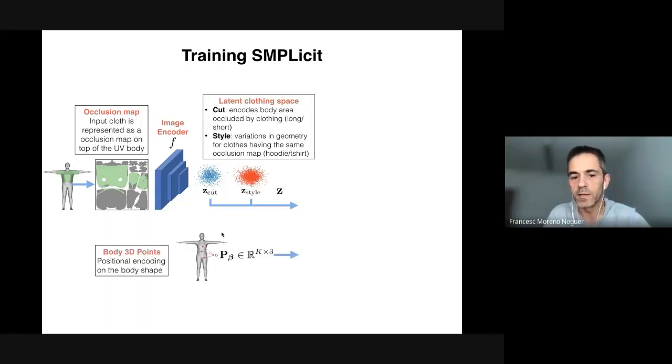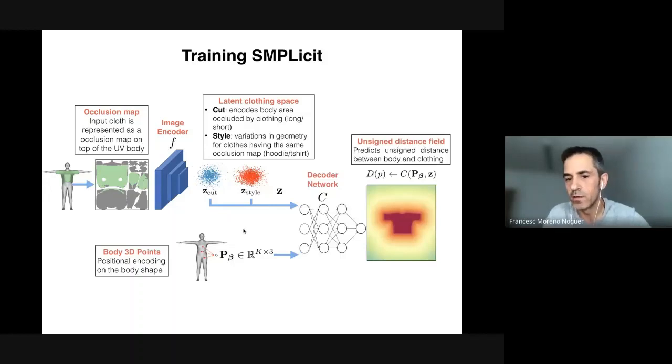And from the other side, we had the naked body. We took each one of the points of this body and we passed them through a decoder. So the latent space plus the points pass through the decoder, and what this decoder returns is the unsigned distance field. It means that for every point of the naked body, it returns the unsigned distance with respect to the cloth. All right, and that's the network that we will then use at inference.